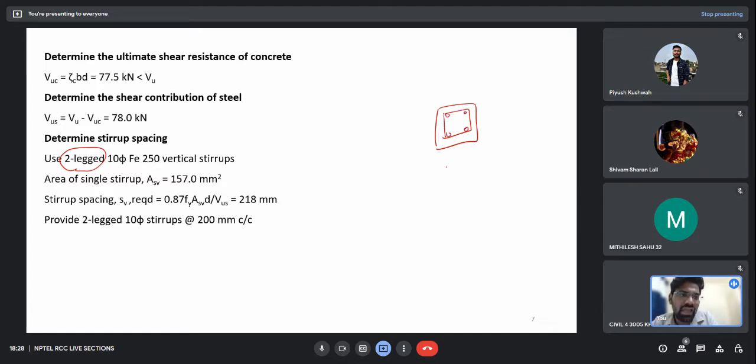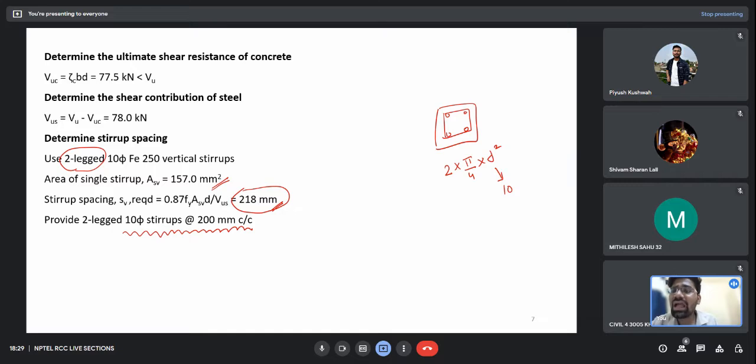The two-legged stirrup will have an area of this, where the diameter I am taking as 10. For this two-legged stirrup, what will be my spacing? I am calculating it as 218. So 218 is the required spacing, but I will provide a lesser spacing than that value, which would again be on the safer side. So provide two-legged 10 mm stirrups at 200 mm center to center distance. This completes the provision of stirrups for the coming shear forces.